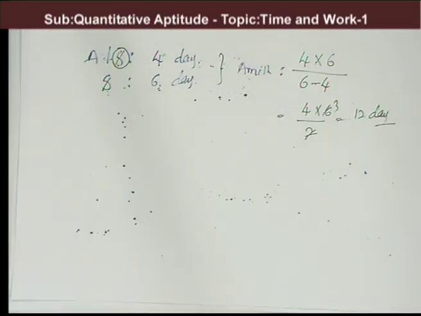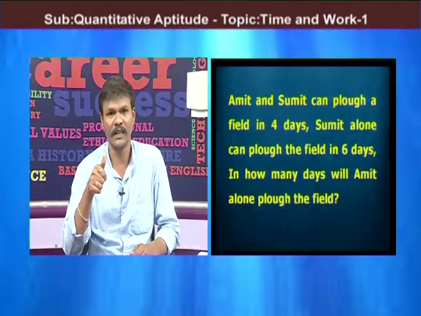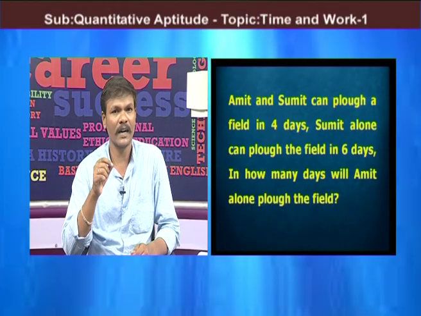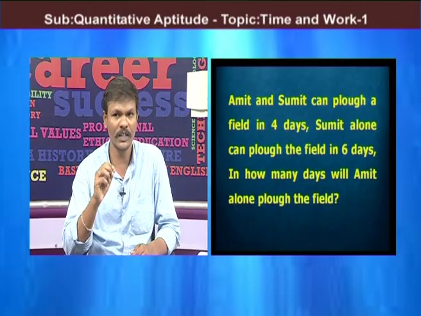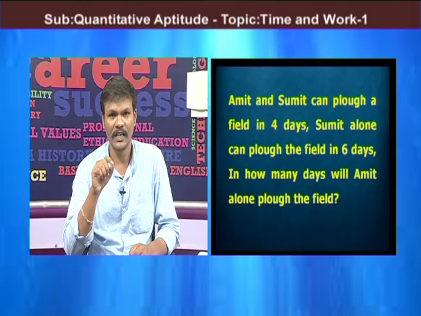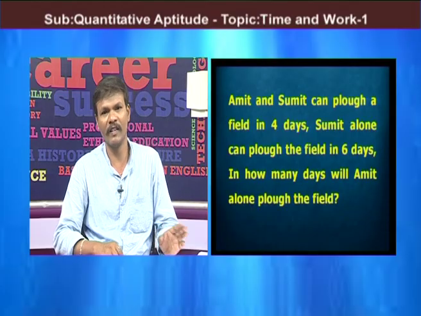So, the denominator takes subtraction. Why do we take subtraction? We have the Sumit value in the question, and we have to find the Amit value. So, from Amit and Sumit together, remove that Sumit value, and we get Amit. That means the denominator contains subtraction, 6 minus 4. In that way, 4 into 6 by 6 minus 4, Amit can complete the work in 12 days. This is a very, very simple question.